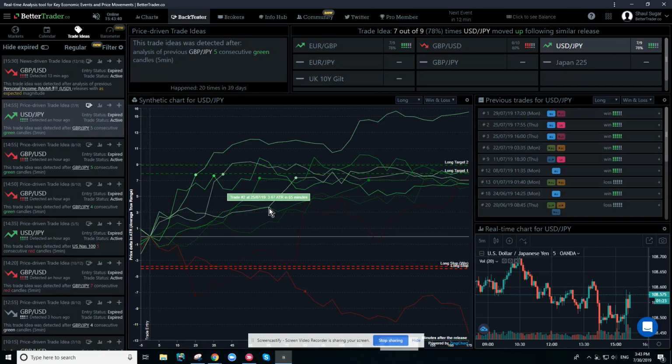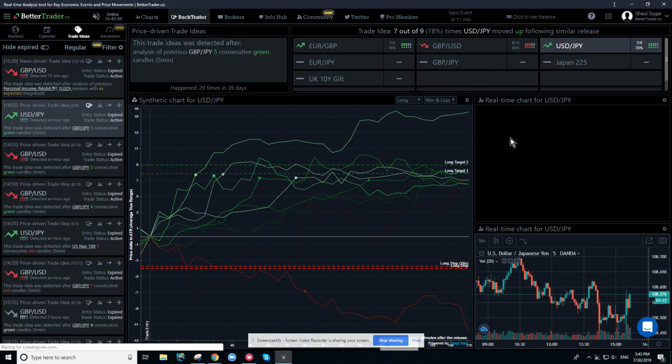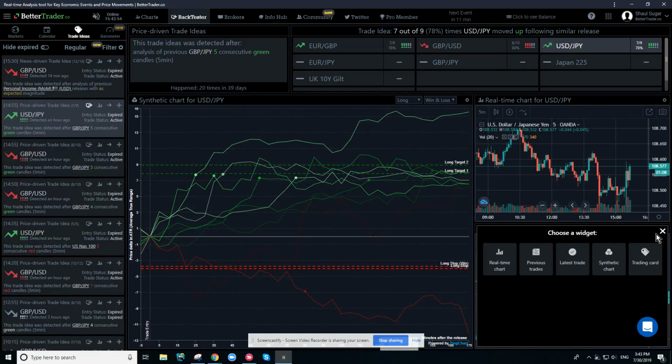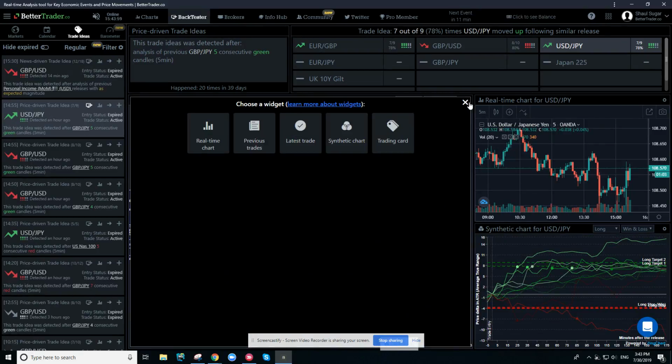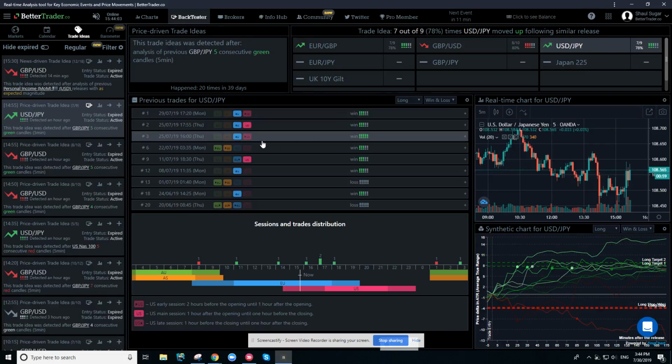Next, we have the gear icons. Over here, everything is customizable. So let's say I'm going to switch this to the real-time chart. Right, I customize that. And here I will switch to synthetic chart. And here I'm going to switch it to previous trades. So everything is customizable, right? You may want to see this in big, or this in big, or this in small. Whatever you want is customizable.